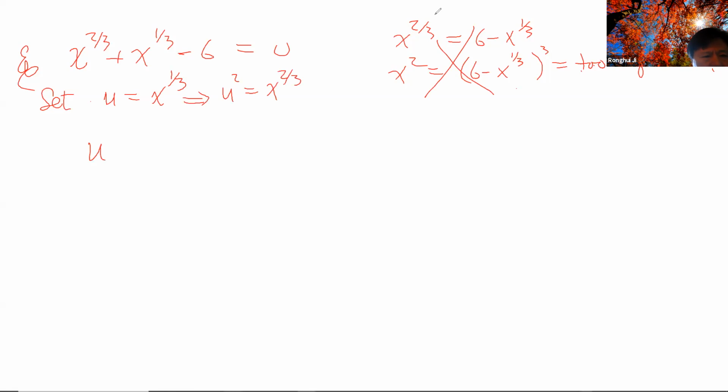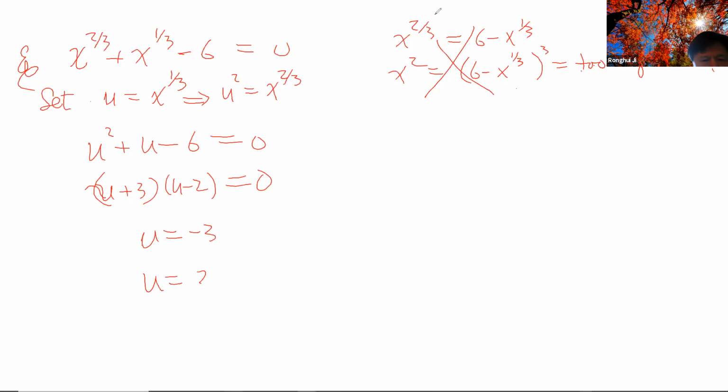Therefore, the equation becomes u squared plus u minus 6 equal to 0, and you get u plus 3 times u minus 2 equal to 0. You get u equal to -3 or u equal to 2, okay? But u equal to x to the 1/3.